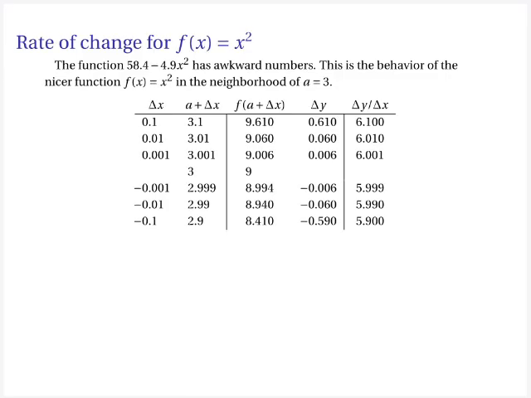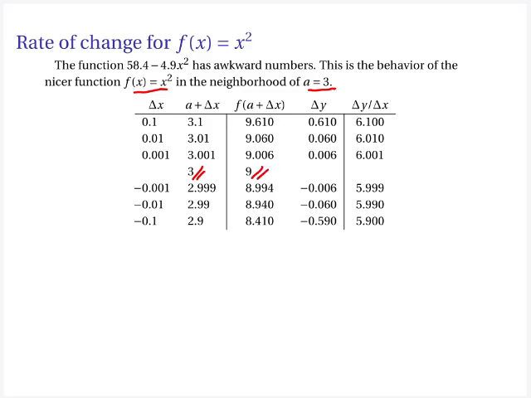Now, the function 58.4 minus 4.9x squared is associated with Galileo dropping the ball, so it's a perfectly reasonable function to look at. But the numbers are kind of awkward. So rather than do the awkward numbers, I'm going to make cleaner numbers by looking at the function f of x equals x squared. Again, I'm going to look around the neighborhood of a equals 3, just because the numbers come out better. That's a 3 and that's a 9, so it's easy to understand numbers.